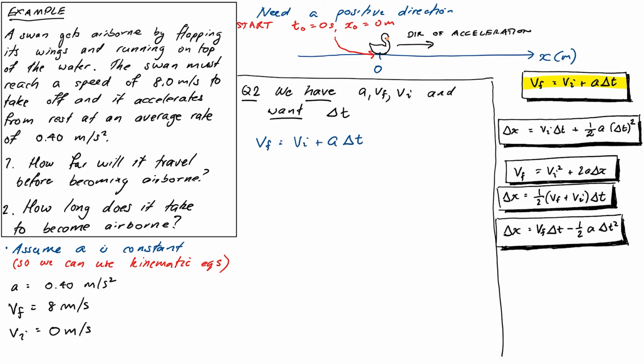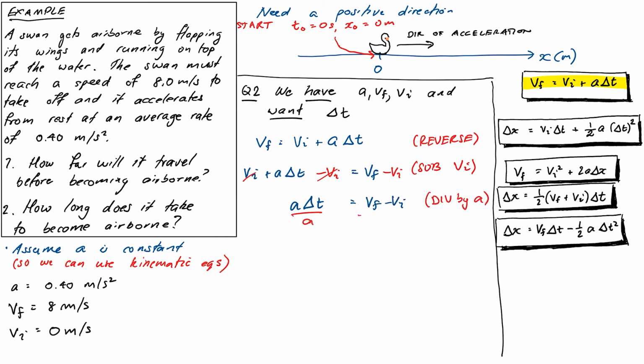But what I'm going to do is the same kind of procedure as before. Again, the first step is to write it the other way around, so I get the thing I want on the left-hand side. So it's going to be vi plus a delta t is equal to vf. I want delta t, so I want to get rid of the vi from the left, and so I'll subtract vi from each side. So I'll get a delta t, the vi's will cancel on the left, is equal to vf minus vi. Finally, I'll divide through by a, and I'll get delta t is vf minus vi, all divided by a.